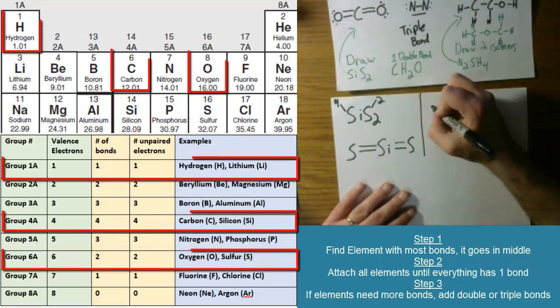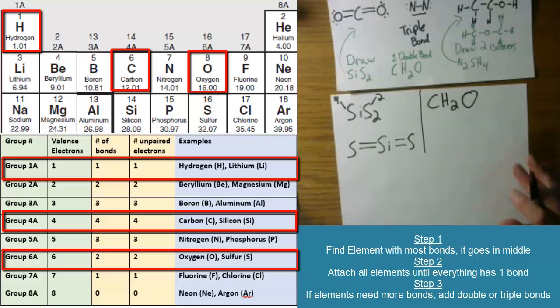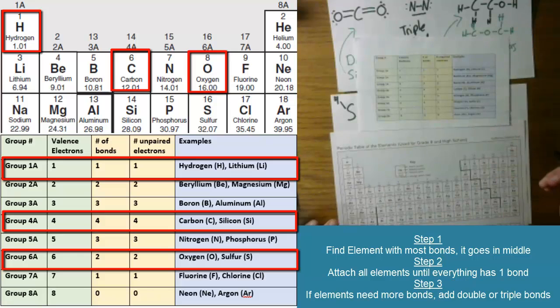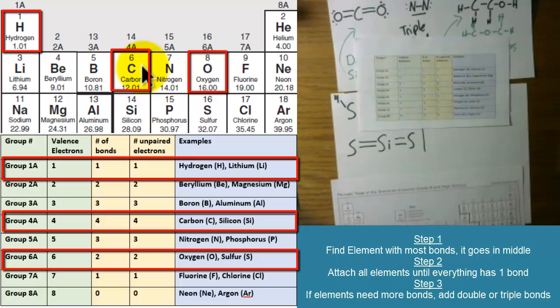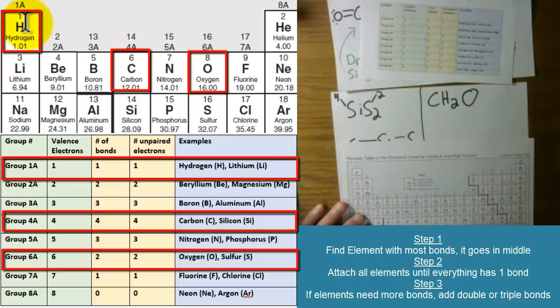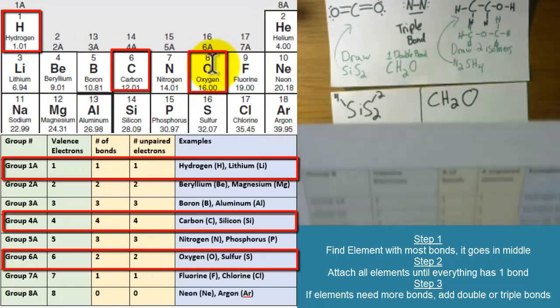Next up was CH2O. And out of these, if you go back to your resource again, your periodic table, carbon is in 4A, and since it's in 4A, I should highlight it there, we go, 4A, it is going to make 4 bonds. Next up we have our hydrogen. Hydrogen is in group 1, that means it is going to make 1 bond, and oxygen is in group 6, right there, 6. So it's going to make 2 bonds. Again, use this resource. Use it.